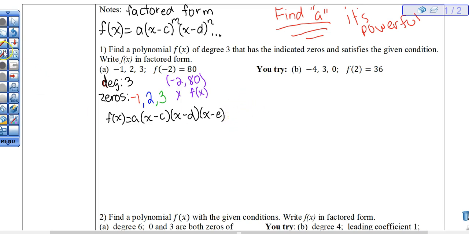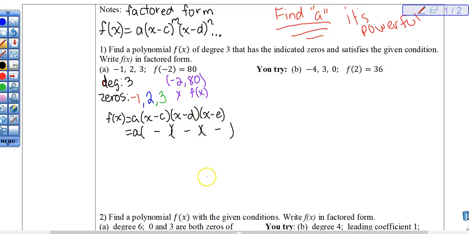So that's my plan. So I'm sticking with my pencil one more time. And anything that I'm not substituting in, I'm just going to write with my pencil. So I'm not substituting a because I don't know what it is. So I'm going to do my parentheses with my minus signs in them.